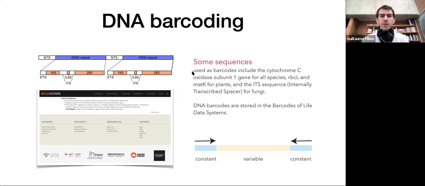Some sequences used as barcodes include the cytochrome C oxidase subunit 1. So before I read that, I should explain what a barcode is, of course. A barcode is a sequence that's very similar to ribosomal RNA. It has the same purpose as ribosomal RNA. So why would you not use ribosomal RNA if it's the perfect marker? Well, it's the perfect marker, but there are still cases where it's not exactly perfect.